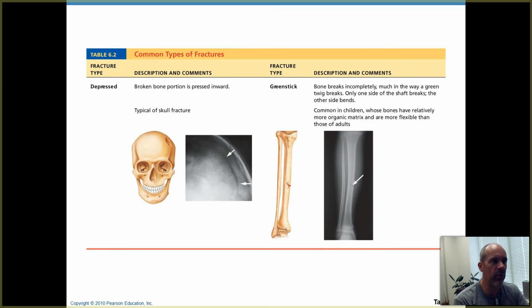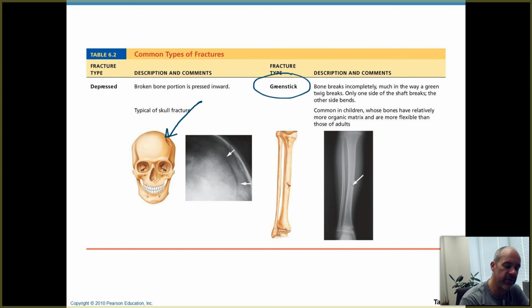All right, a depressed fracture, like they're showing you here with the skull fracture, if the skull there received a blow to the head and the bony tissues actually got compressed down toward the brain, that would be a depressed type fracture. That's also not very pleasant to think about.